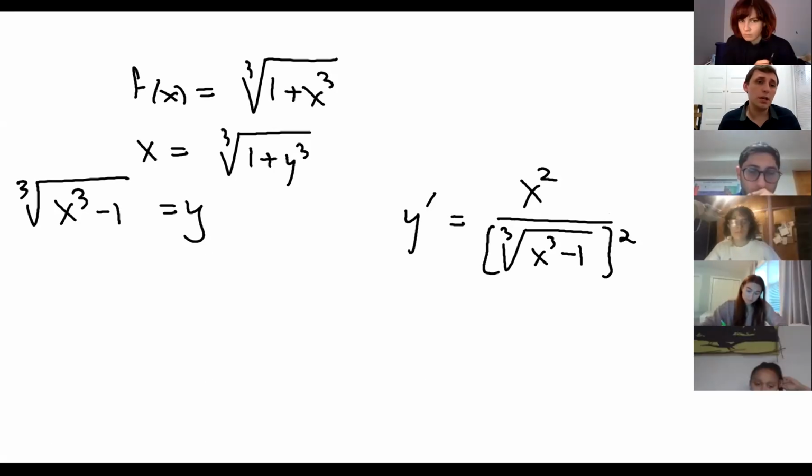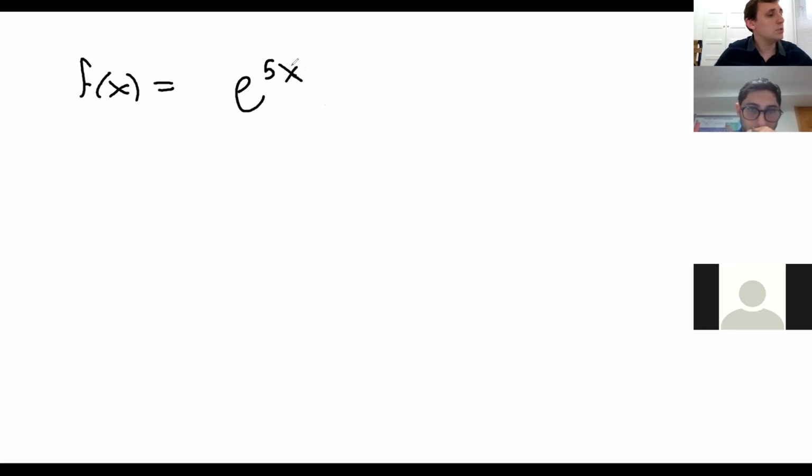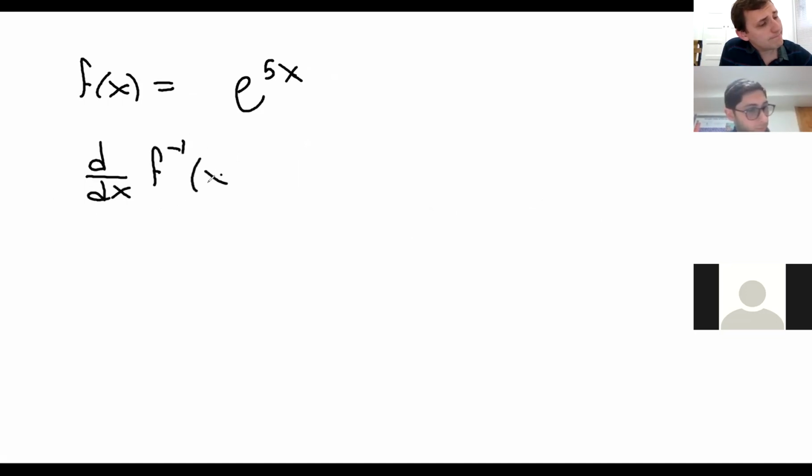Let's see if you understood, guys. Here is another example. The function is f of x equal to e to the power of 5x. I want you to tell me what's the derivative of the inverse function. See if you follow the same steps.